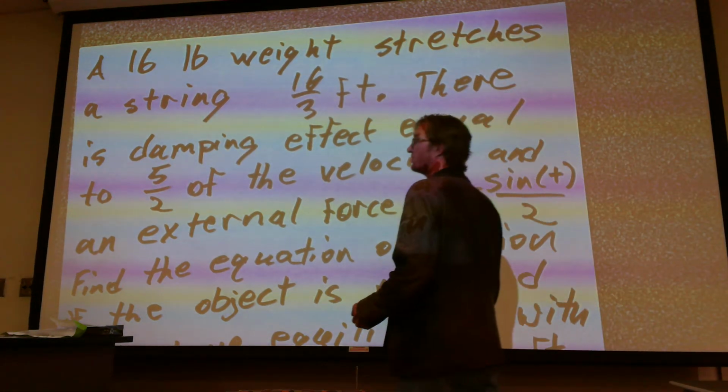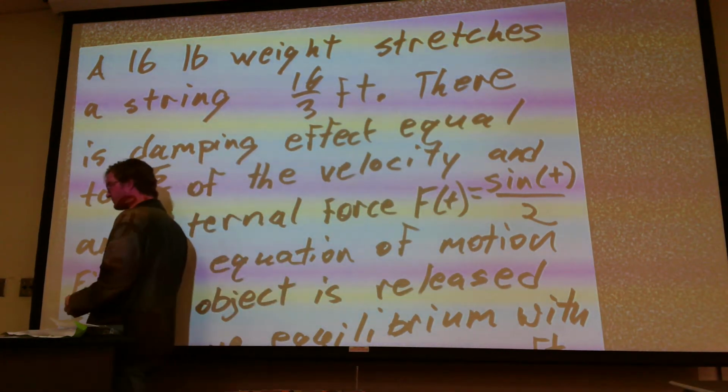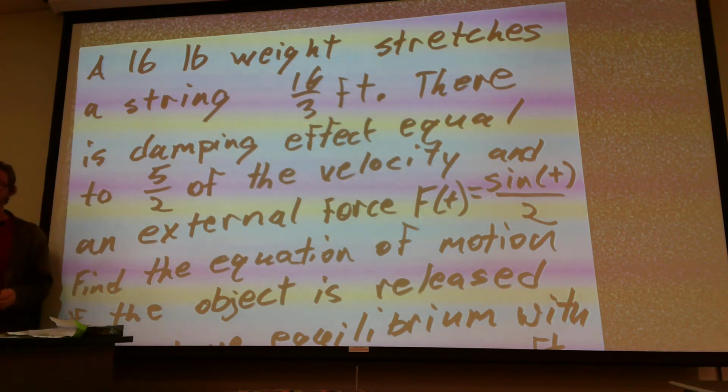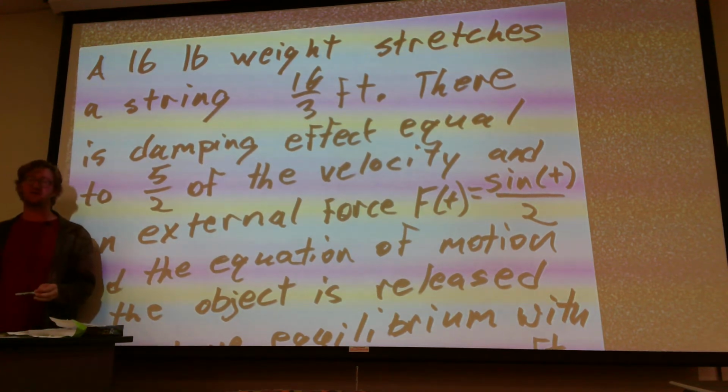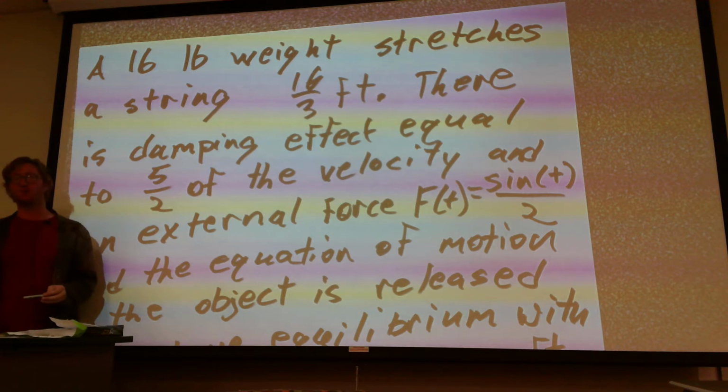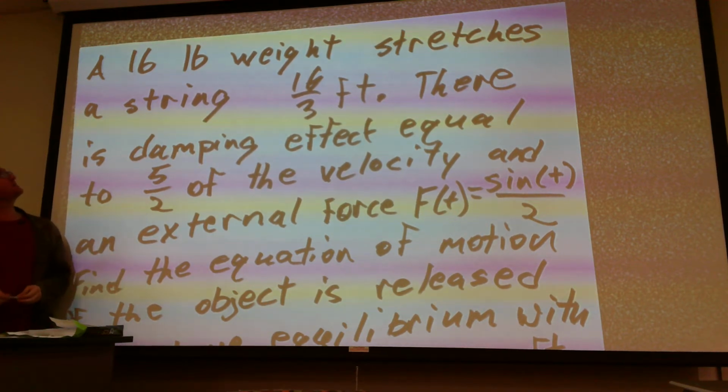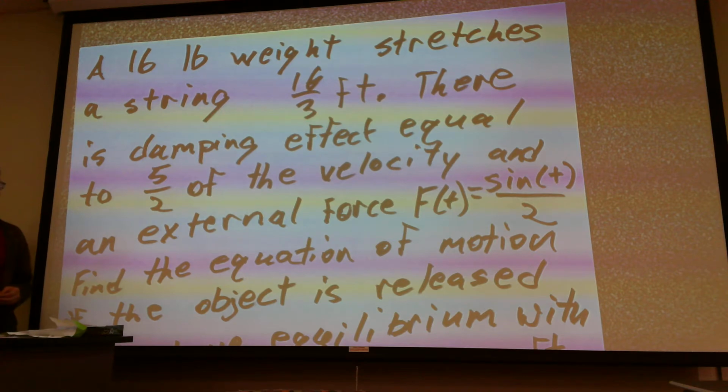Okay, so now we're going to do a problem that not only has a damping effect, but it's also got an external force acting upon it. So we're going to have a 16-pound weight. It's going to stretch a spring 16/3 feet. And so there's a damping effect equal to 5/2 of the velocity. And an external force, F of t, which is going to equal sine of t divided by 2.